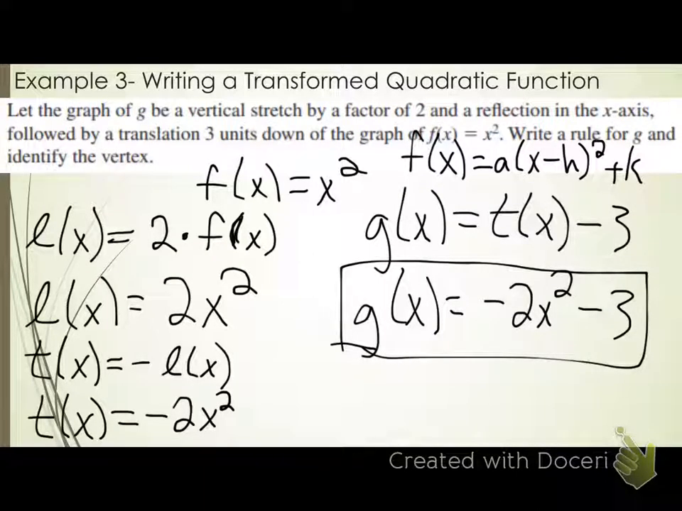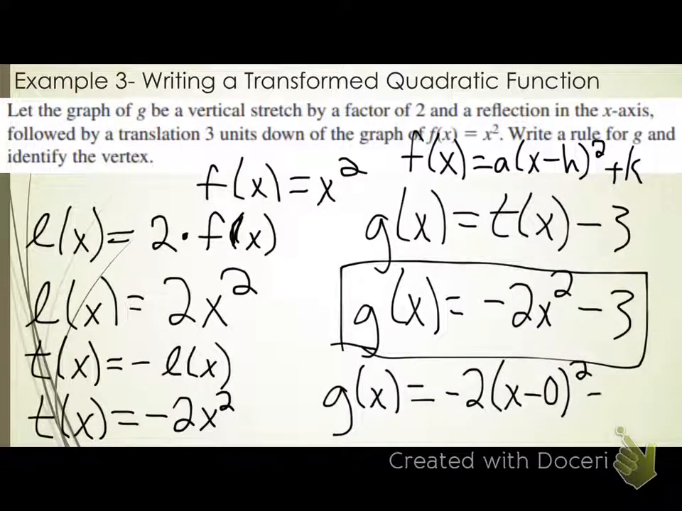So this is technically in this form. What do you think my minus h is here? Do I have anything being subtracted from x? No. So what would it be if there's nothing being subtracted from it? 0. So if I wrote this in vertex form, that'd be negative 2 times x minus 0 squared minus 3. Right? Did that change this at all? No. Because if I take 0 away from x, it's still x. X squared would still be x squared. Times negative 2 would be negative 2x squared. So did I change it at all? It just looks a little different.